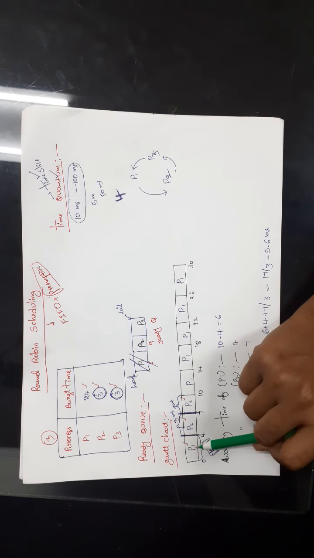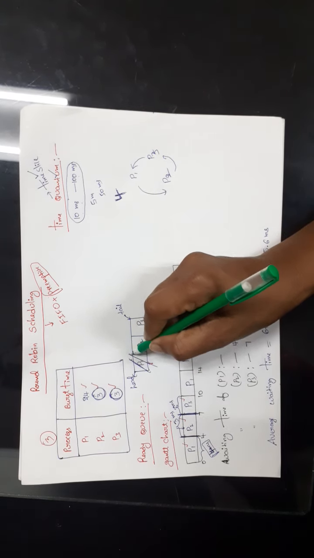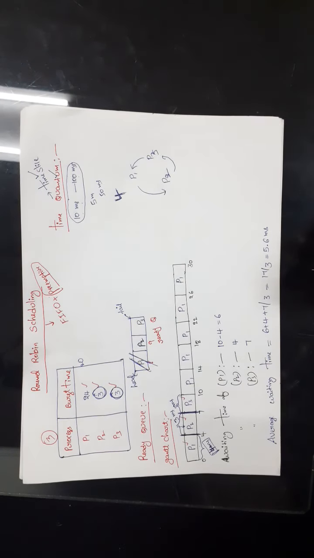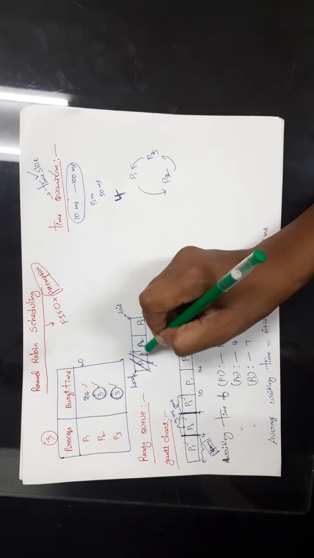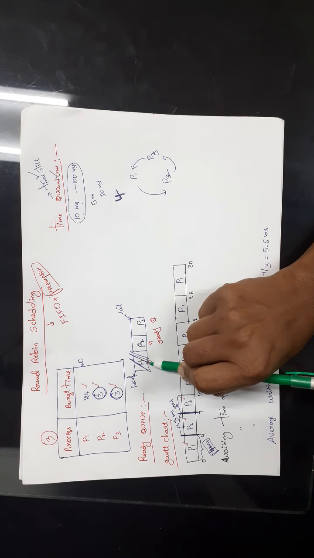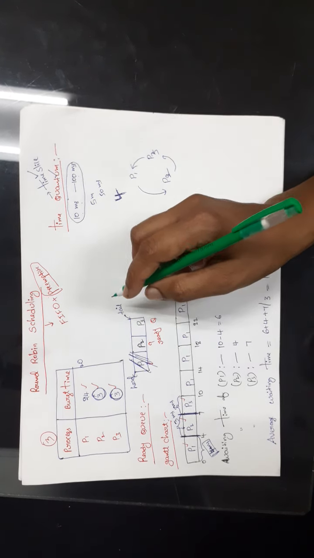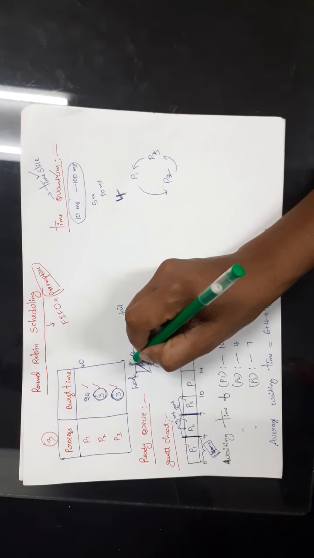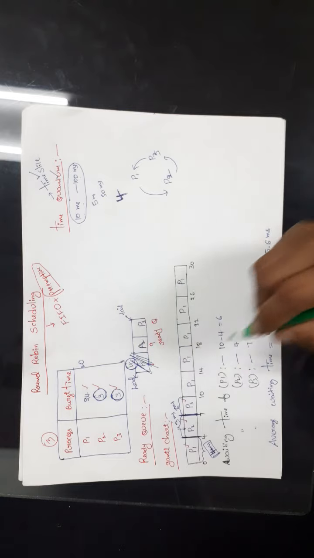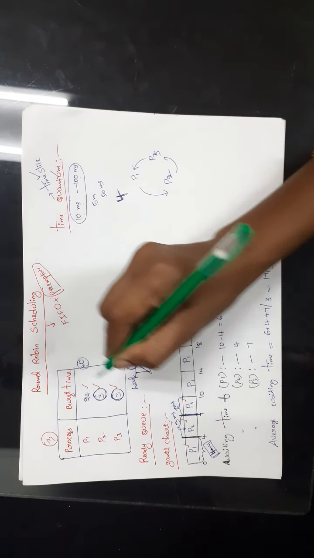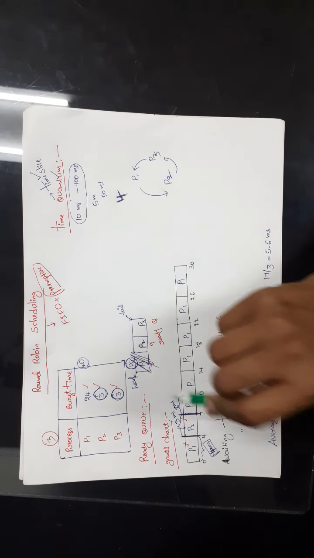First chance is given to P1. So after executing 4 milliseconds of time, again it needs to execute 20 milliseconds, right? So it needs 20 milliseconds of CPU time. So it has not finished its execution. That means it should be placed in the ready queue, right? The processes which want to execute should be in the ready queue. So this process has not finished its execution. Only 4 milliseconds of time it has used the CPU. So it needs 20 milliseconds of CPU time. So it should be placed in the ready queue.